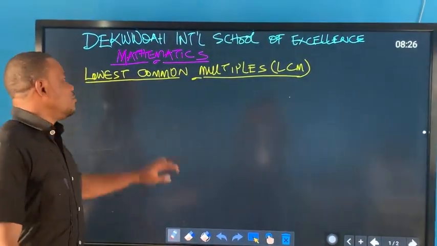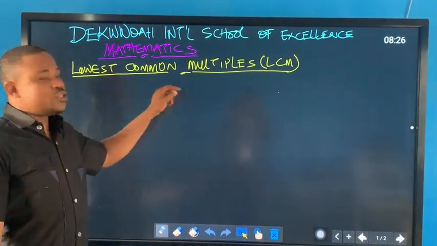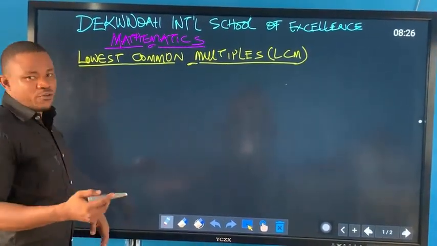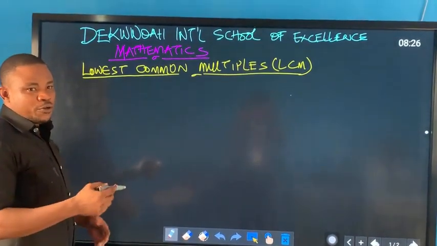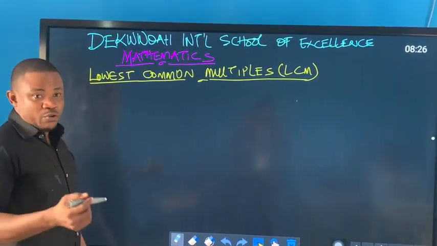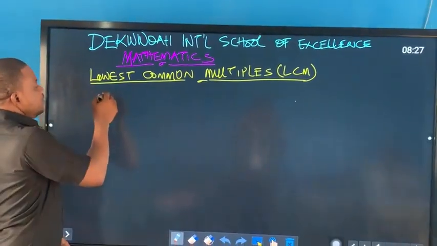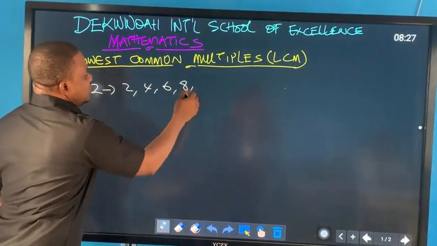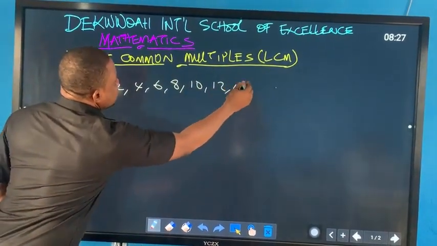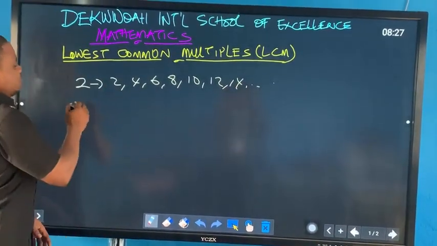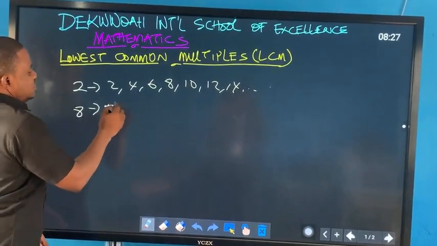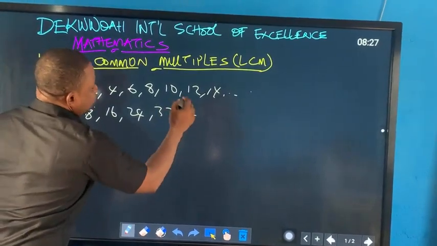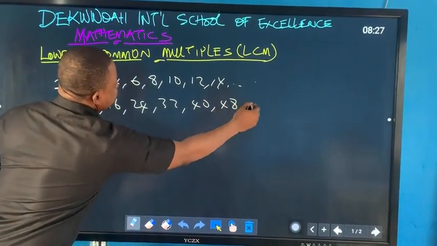Okay, this morning I'll be talking about least or lowest common multiples. The multiple of a number, I've talked about multiples before in one of the past videos, is any number you can divide without remainder. For example, the multiples of 2 are numbers like 2, 4, 6, 8, 10, 12, 14, and it goes on and on. The multiples of 8 are 8, 16, 24, 32, 40, 48, and so on and so forth.